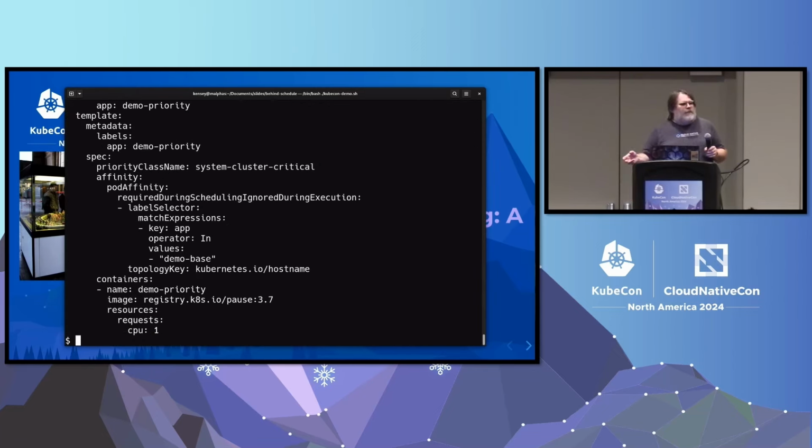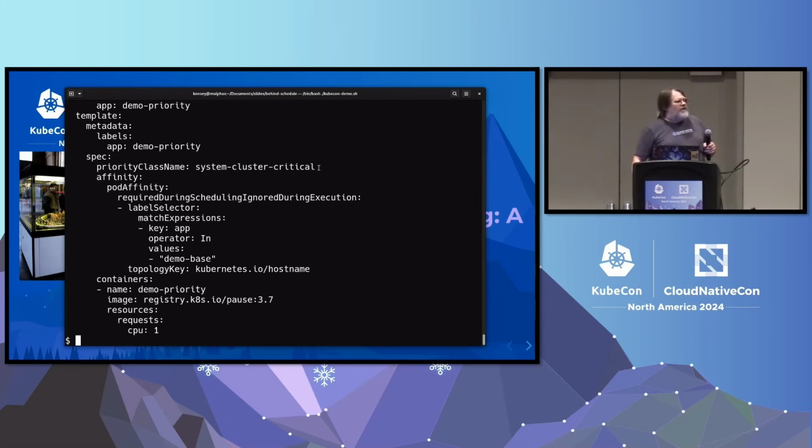And this is a high priority. In fact, you can see right up here, system cluster critical. I said there were two high critical priorities that are built into the cluster. System cluster critical and system node critical. Pop quiz, which one of those is higher? Hands up everybody who thinks system cluster critical is higher priority. Okay, so there's a few there. Hands up everybody who thinks system node critical is higher priority. Okay, that's actually the correct one.